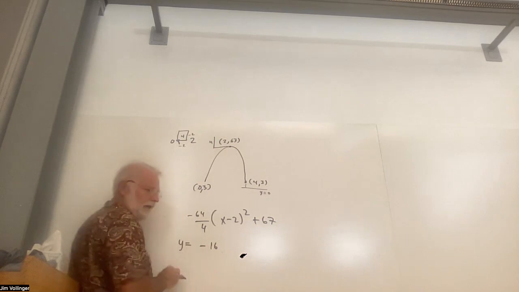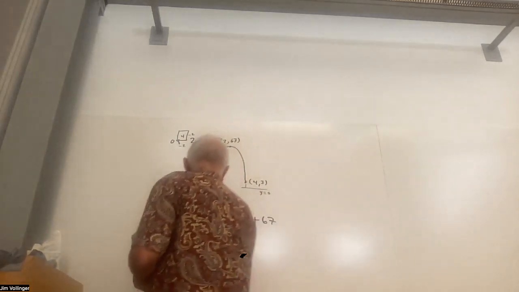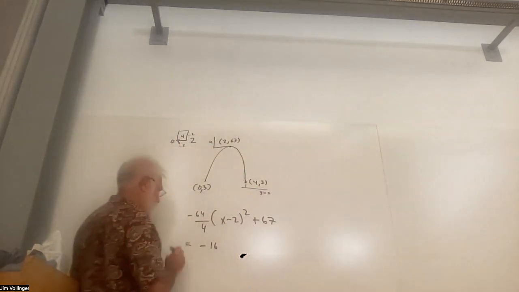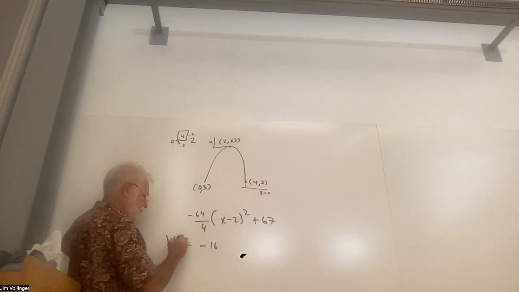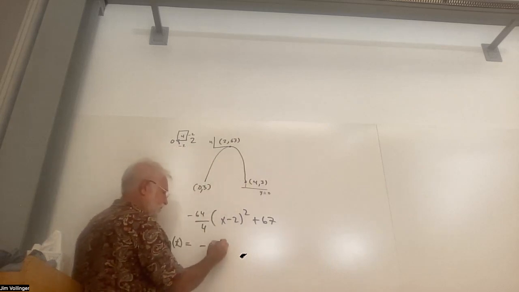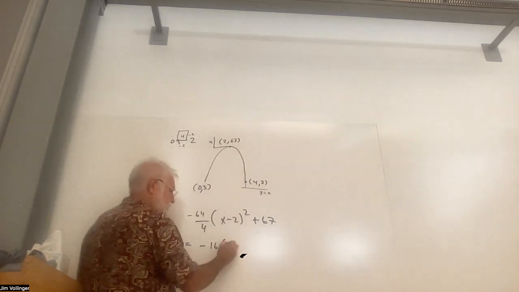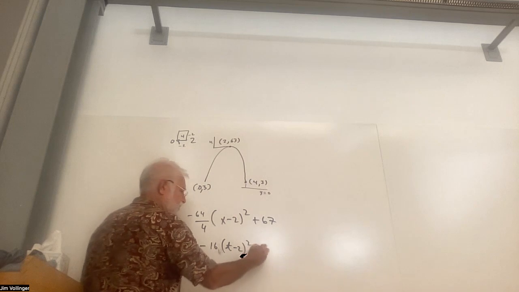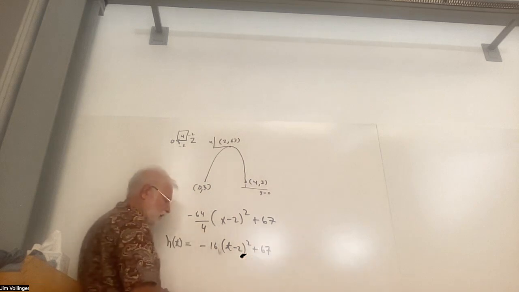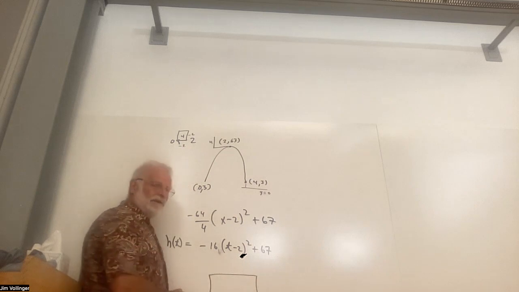So my height as a function of time, we might as well bring in t instead of x, just to change things up a little bit. So height as a function of time, time being seconds, is determined by -64. Well, I haven't done it out yet. -16(t - 2)^2 + 67. And on day 1, we said the origins of this discipline are rectangular.